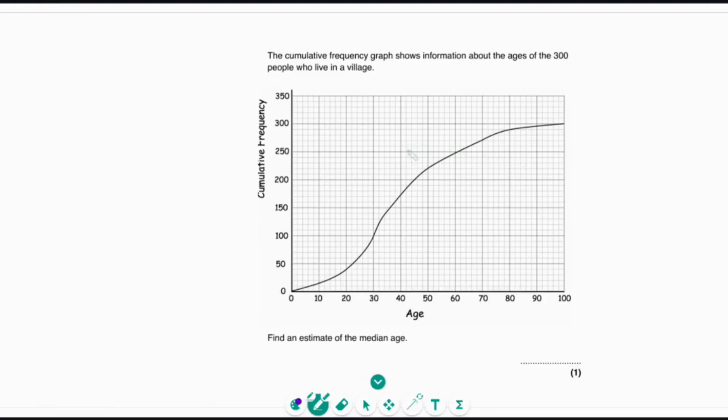Cumulative frequency graph shows the information about the ages of 300 people who live in the village. Find the median age. 300 people. Median's 150. So 32, 46.